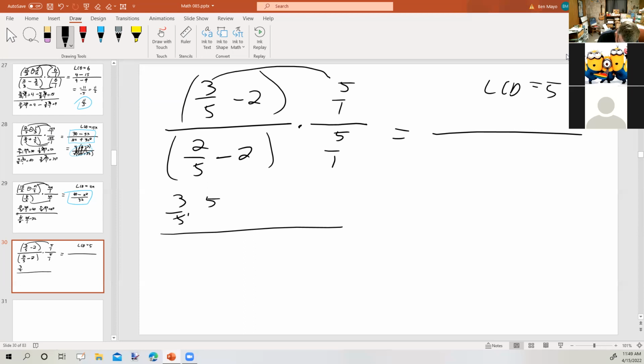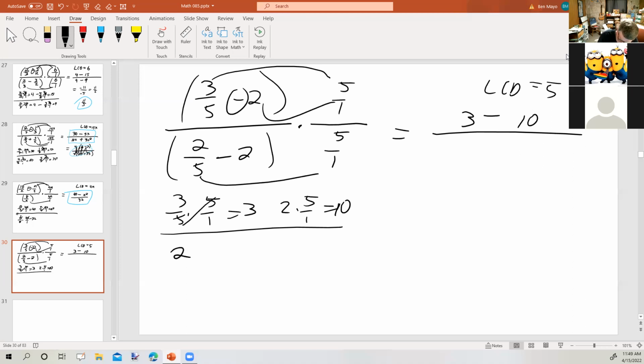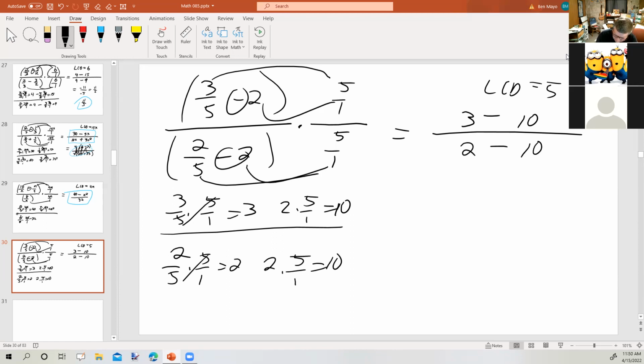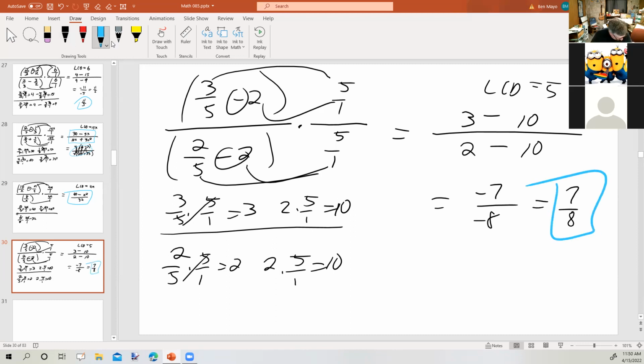Three fifths times 5 over 1 is 3, minus 2 times 5 over 1 is 10. Two fifths times 5 over 1 is 2, minus 2 times 5 over 1, which is 10. 3 minus 10 is -7. 2 minus 10 is -8. Negative divided by negative is positive. So final answer, 7/8.